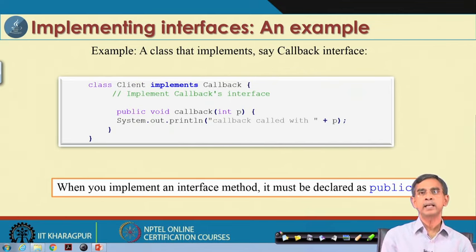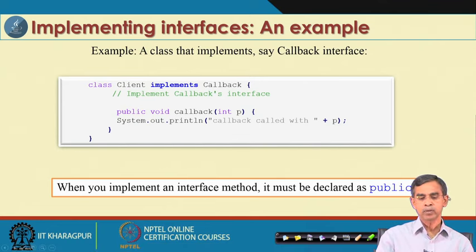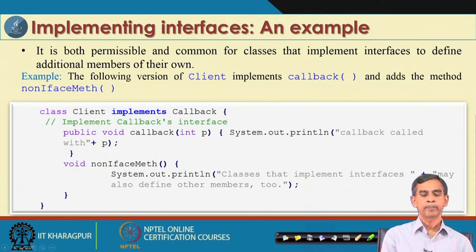What I want to say here is that in fact, we are overriding the methods which are declared as abstract and public in the interface declaration. Okay, so this is the standard procedure that needs to be followed while we are implementing an interface by a class.